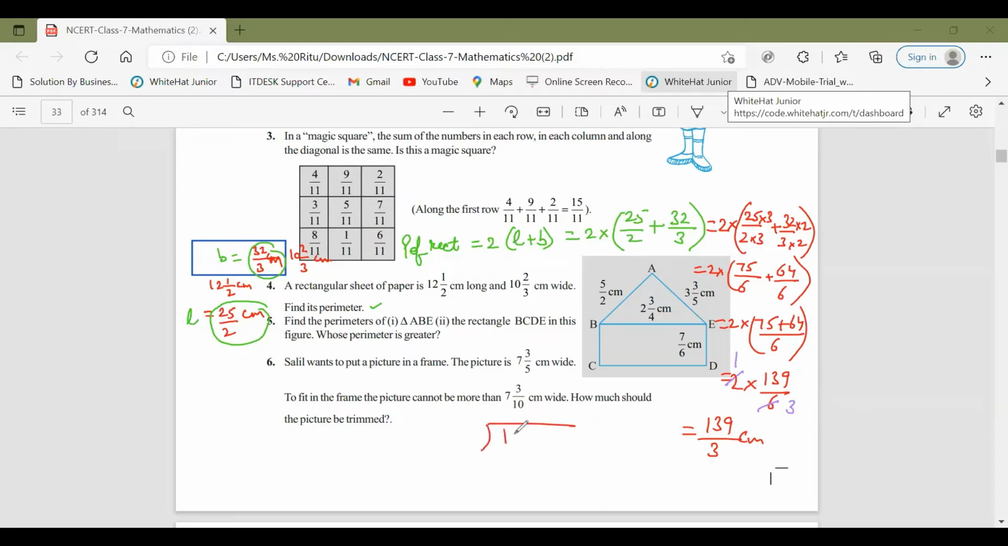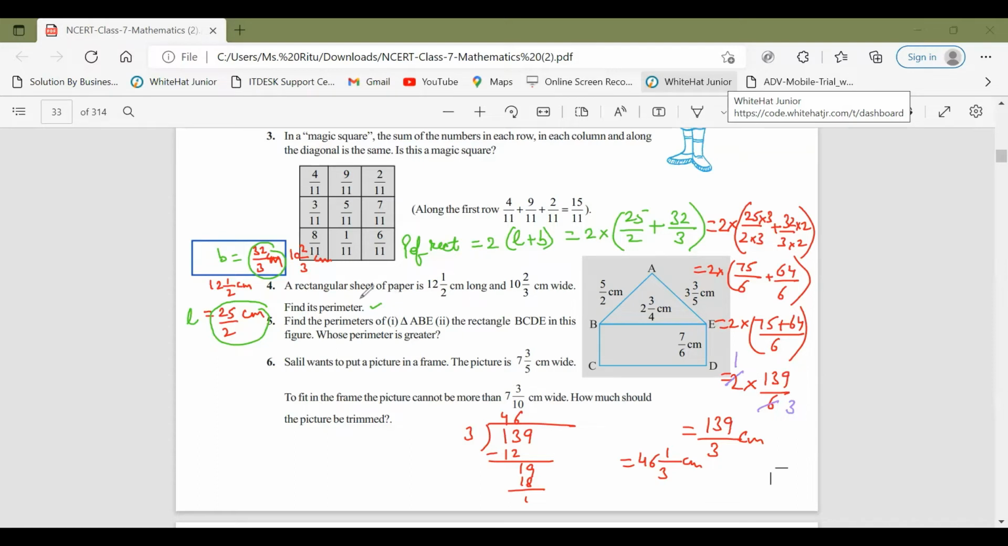So let's see how much it is coming. So 3 4s are 12, 19, 3 6s are 18, 1 remainder. So quotient is 46, remainder is 1, divisor is 3. So this would be the perimeter. So you will end it like: perimeter, hence, perimeter of rectangular sheet of paper is 46 1 by 3 centimeter. So this is the way you will write.